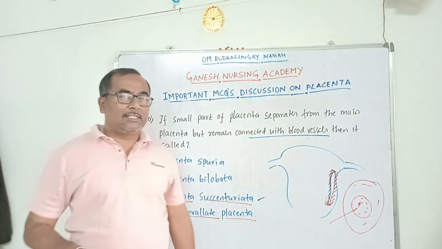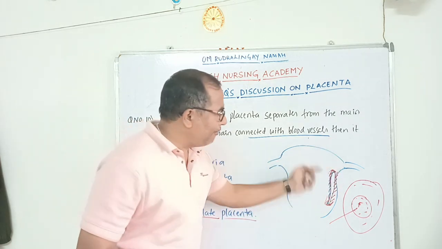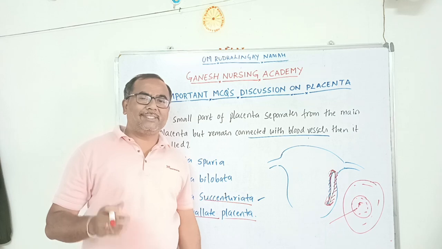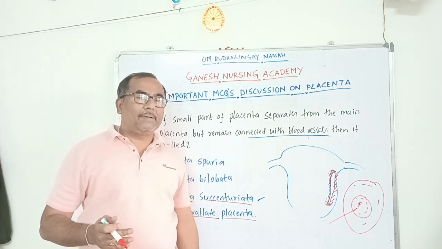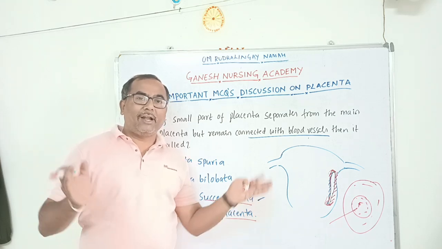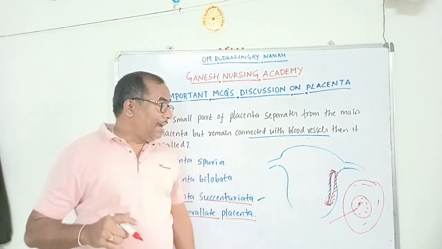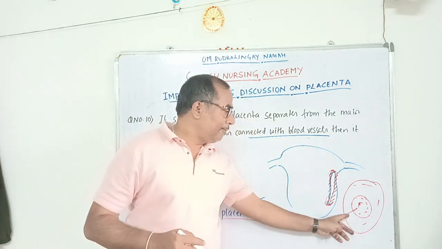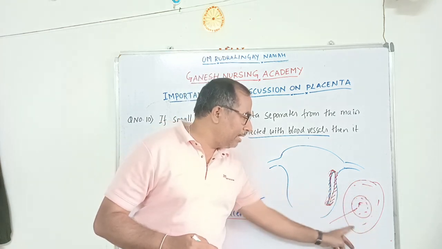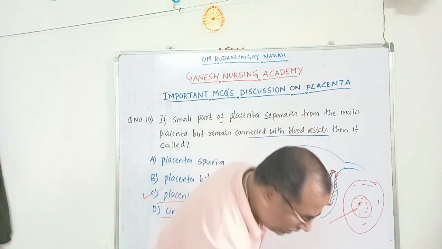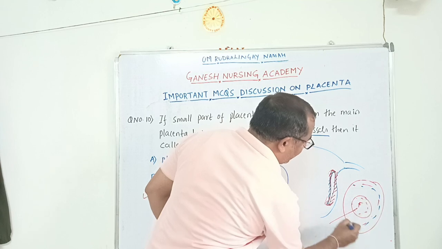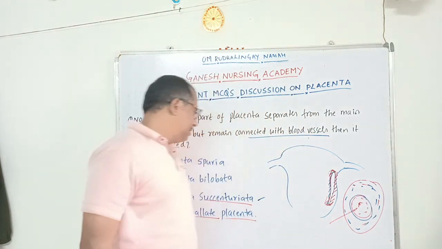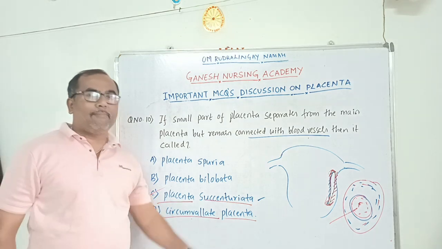And circumvallate placenta is the one where the maternal surface tries to encroach on the fetal surface. The fetal surface is completely surrounded by the maternal surface, and a ring is formed here. This is why it is known as a circumvallate placenta.